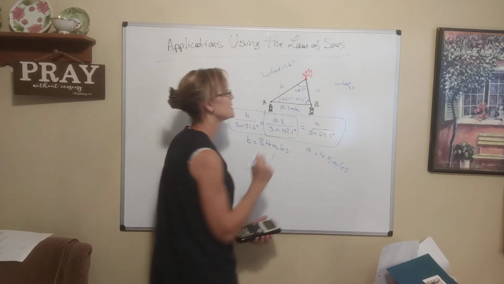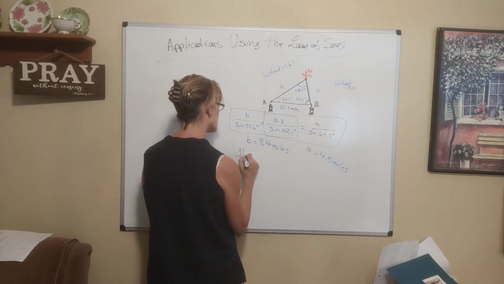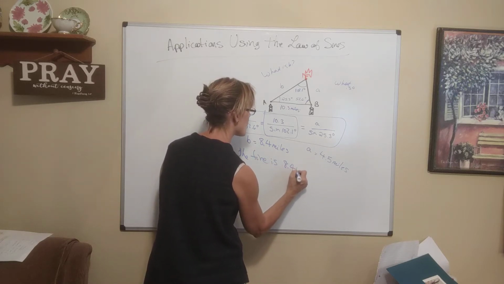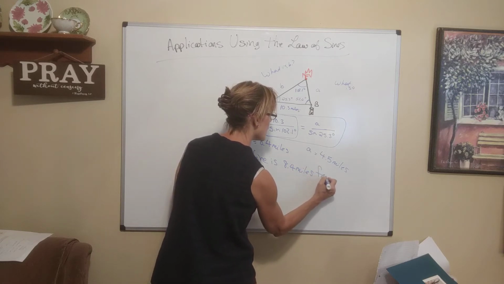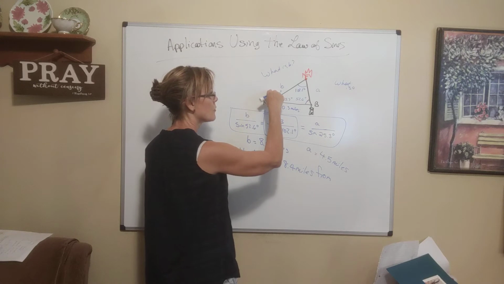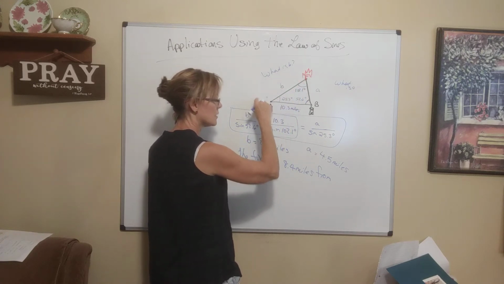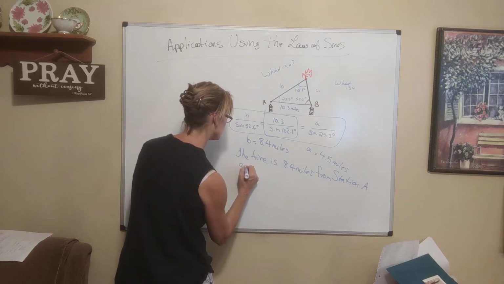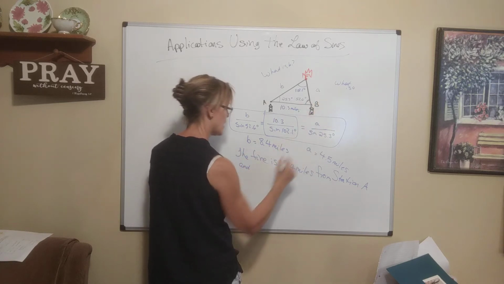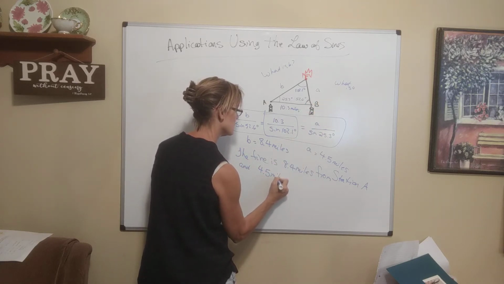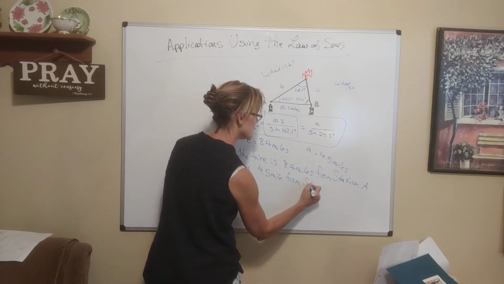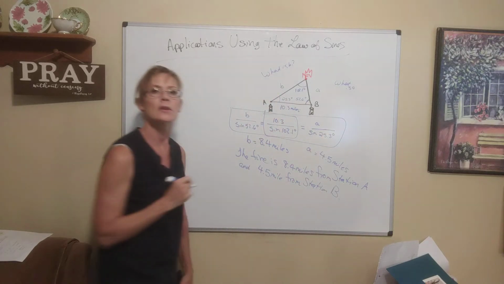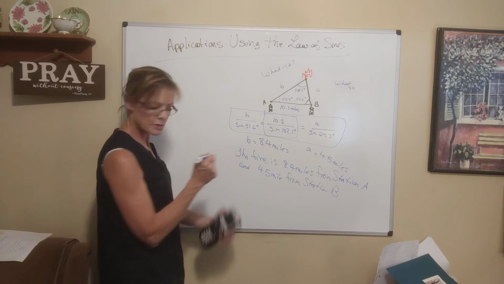miles. If I needed to write a sentence, I could say this. I could say the fire is 8.4 miles from, let's see, B is 8.4, so the fire is 8.4 miles from station A. And the fire is 4.5 miles from station B. You could write a sentence just like that. Okay, that was number 59.